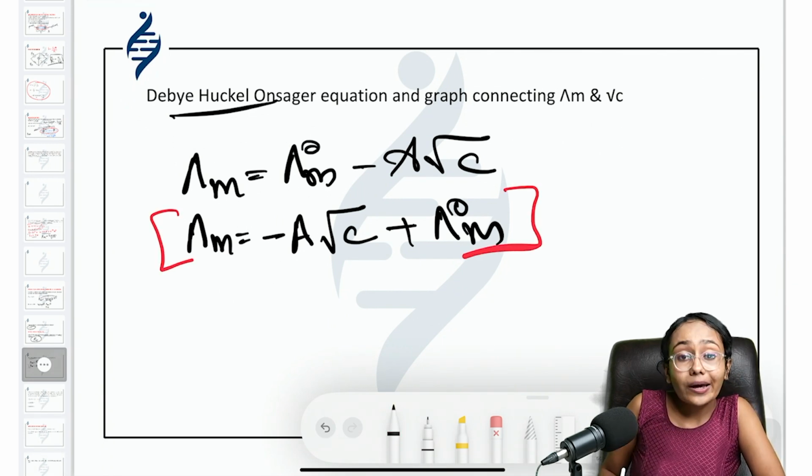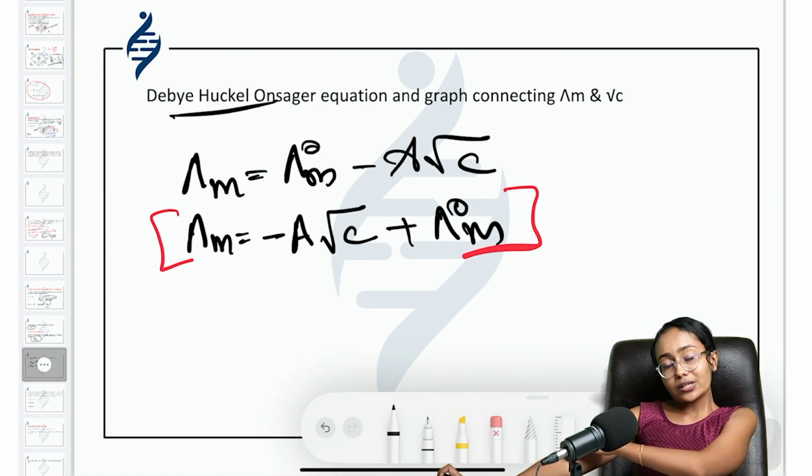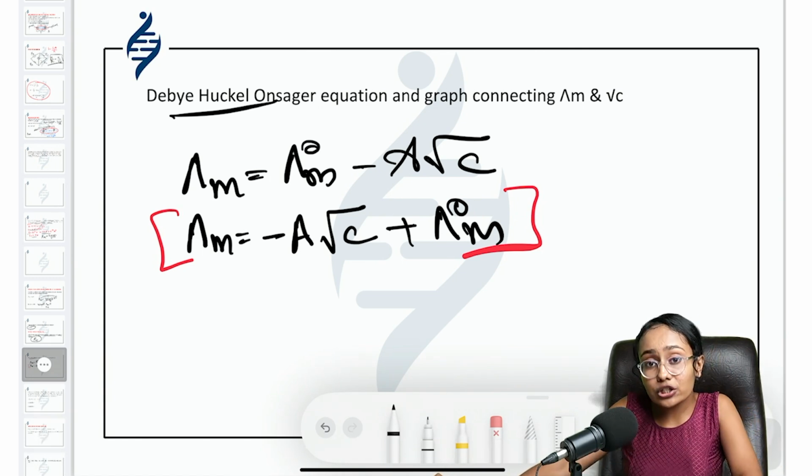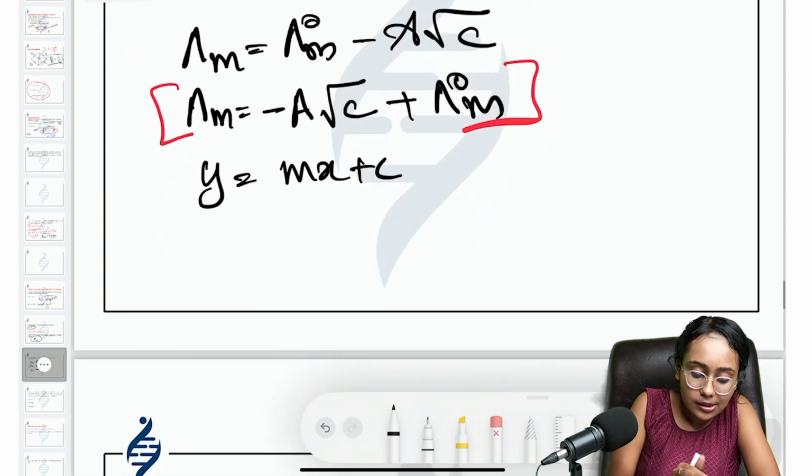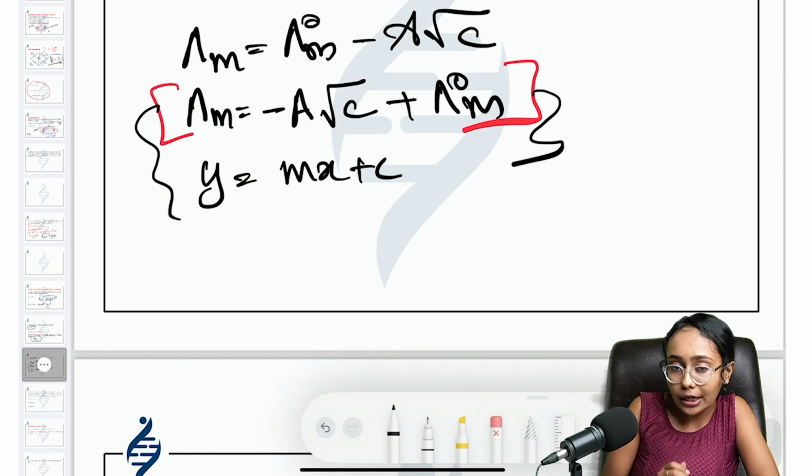So when you look at this equation, what do you feel? It resembles a very famous equation in maths. What is that equation? It's the equation of a straight line. Yes, y equal to mx plus c. Comparing these two, we can draw the graph of strong electrolyte characteristics. The graph is as follows.